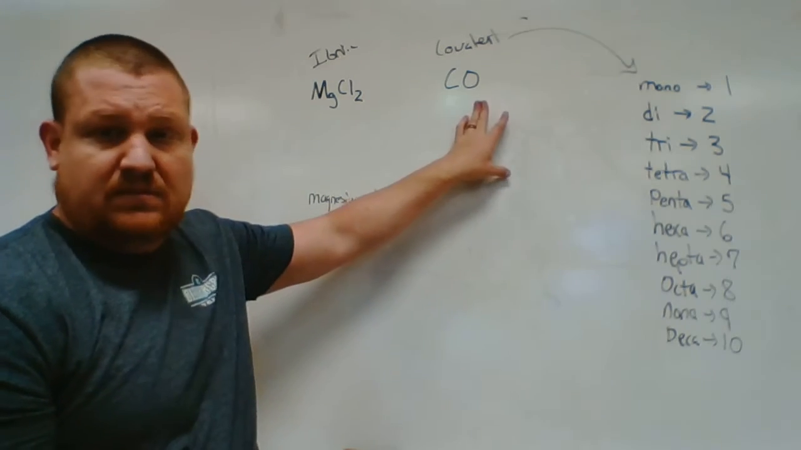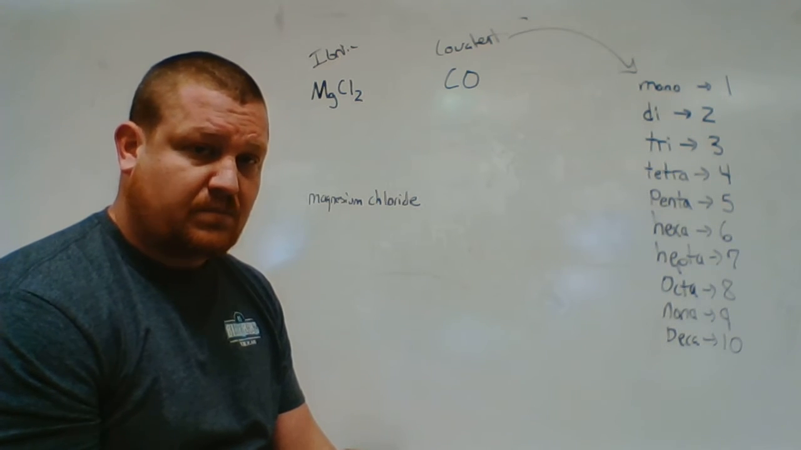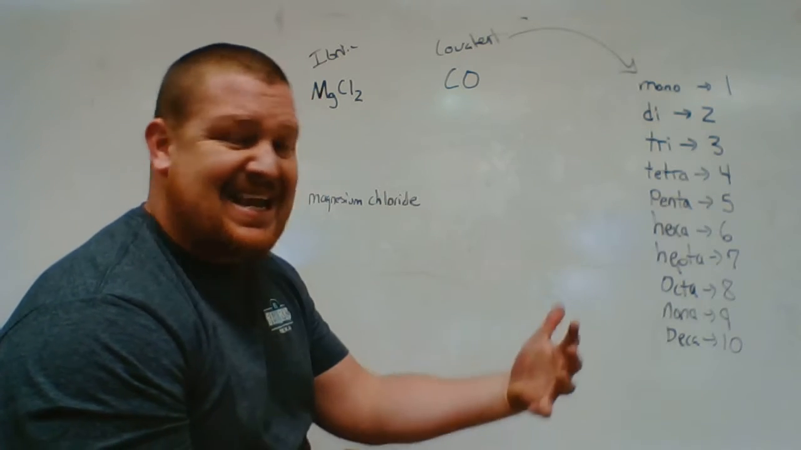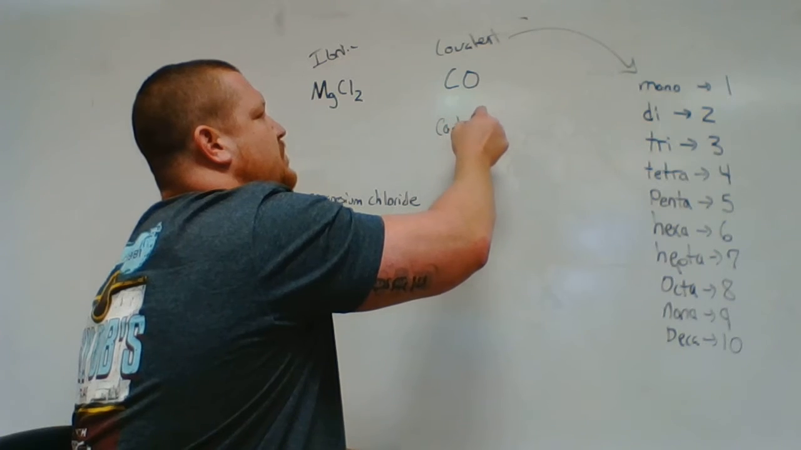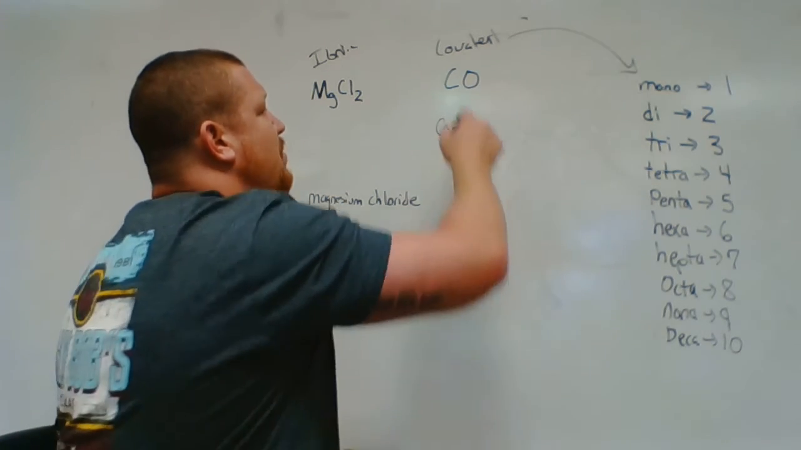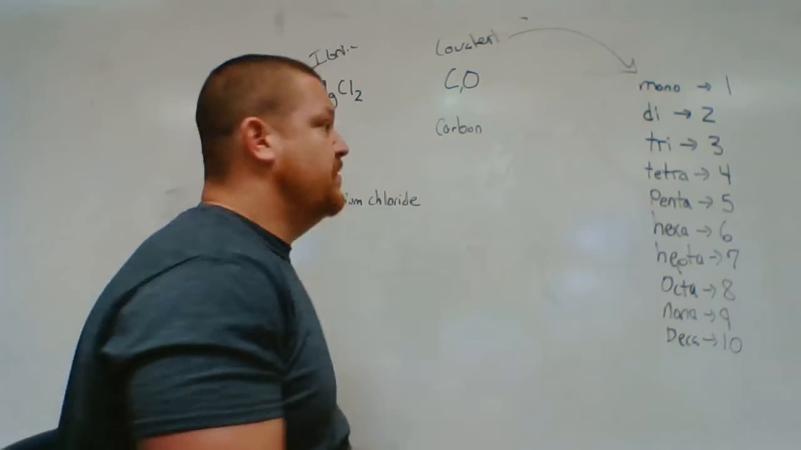Now, this one's covalent. We have to use prefixes. Same thing: I'm going to write the first thing there. Write the name first, so it's carbon. We're going to find the prefix. This carbon is 1. Our prefix for 1 is mono.